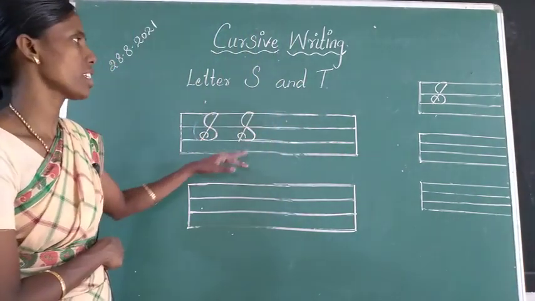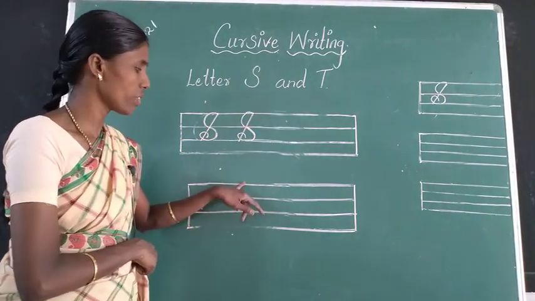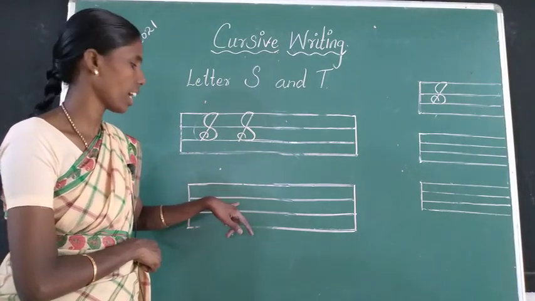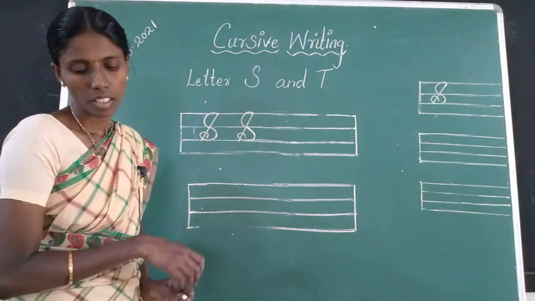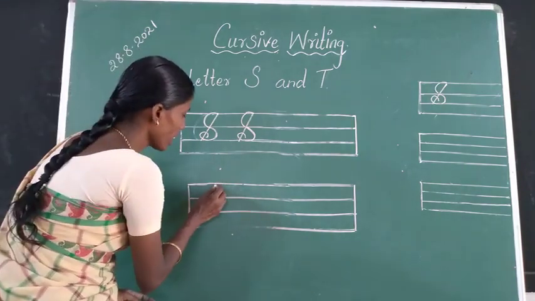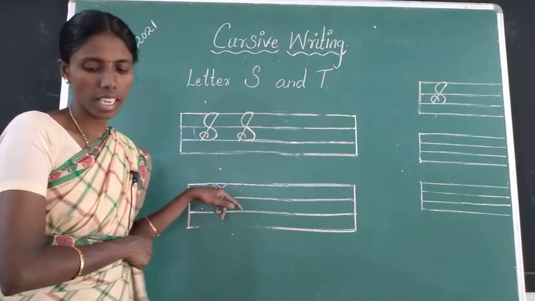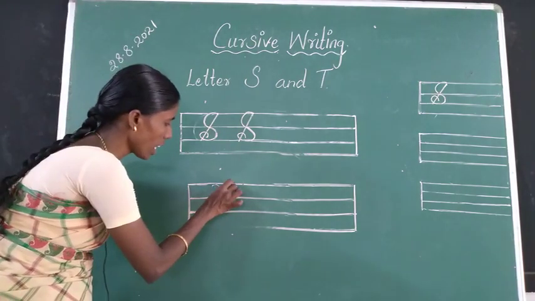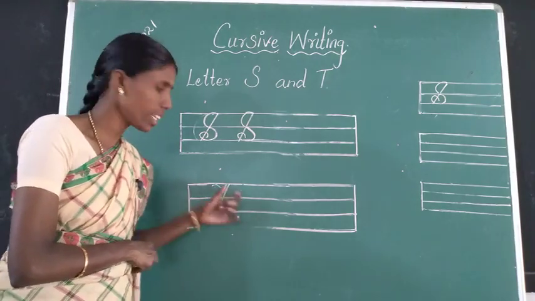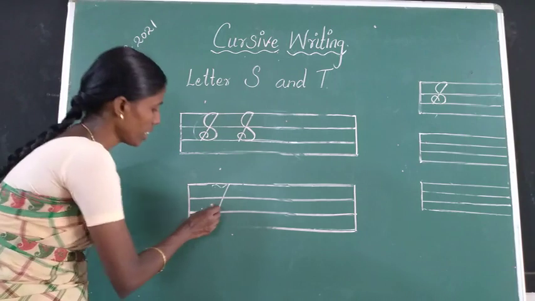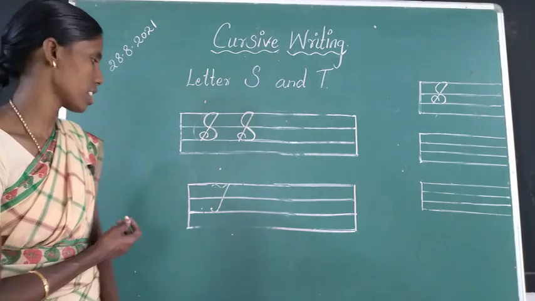Then how to write T in cursive form? Put a pencil point in between the first and the second line. Then draw a curve line like that. Come down with a slant line till third line. Then turn it. This is capital letter T in cursive form.